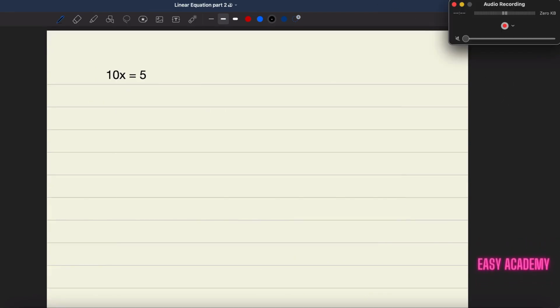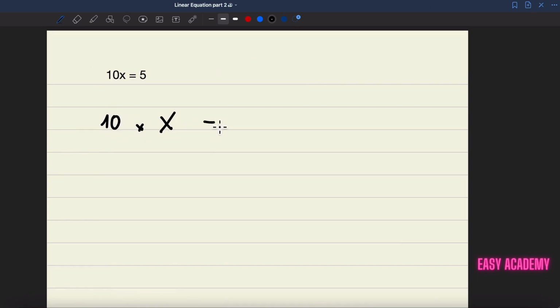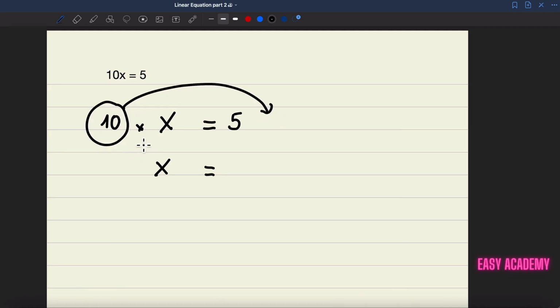Here is another problem. This problem involves multiplication. 10 times x equals 5. Let's rewrite the problem. I have 10 times x equals 5. Keeping x on this side, I want to move 10 to the right side. Look at the math operation, it is multiplication. So if I want to move it, I need to change it to division. Means that 5 divided by 10 equals 1 over 2. So x equals 1 over 2 is our answer.